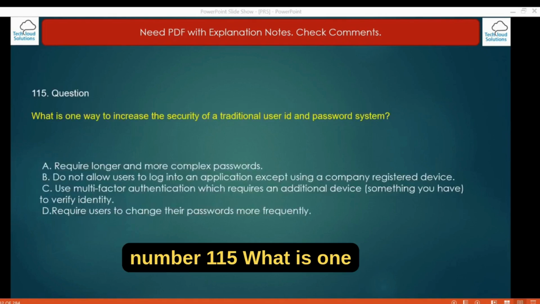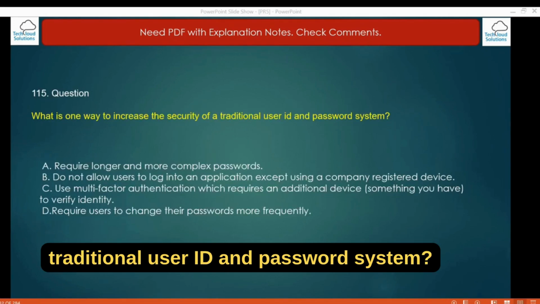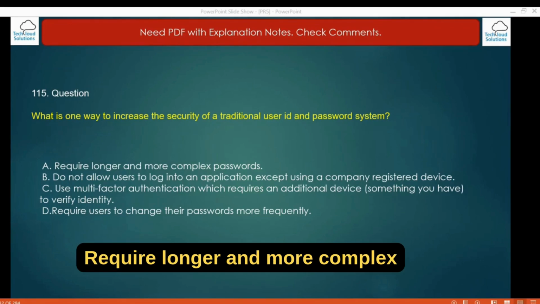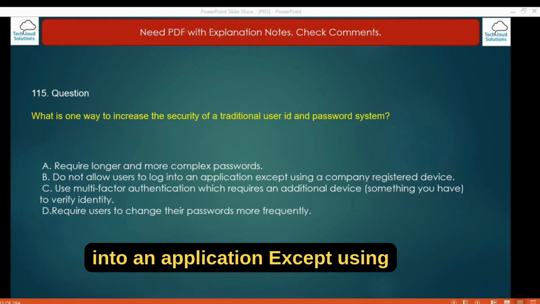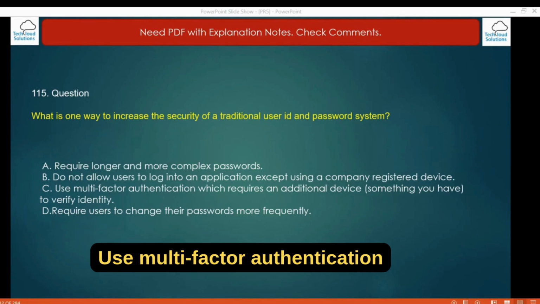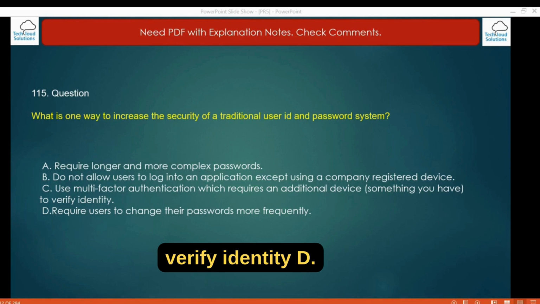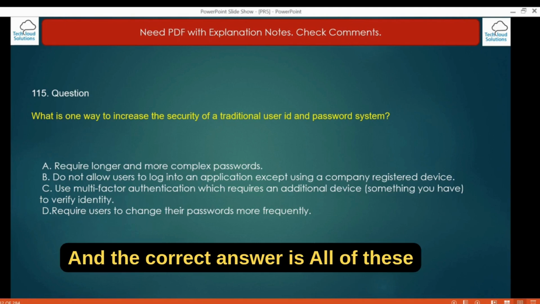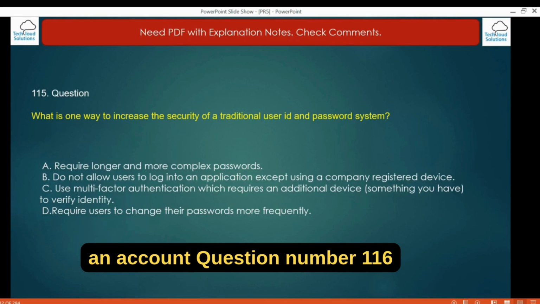Question number 115. What is one way to increase the security of a traditional user ID and password system? And the options are A. Require longer and more complex passwords. B. Do not allow users to log into an application except using a company registered device. C. Use multi-factor authentication which requires an additional device to verify identity. D. Require users to change their password more frequently. And the correct answer is all of these are ways to increase the security on an account.